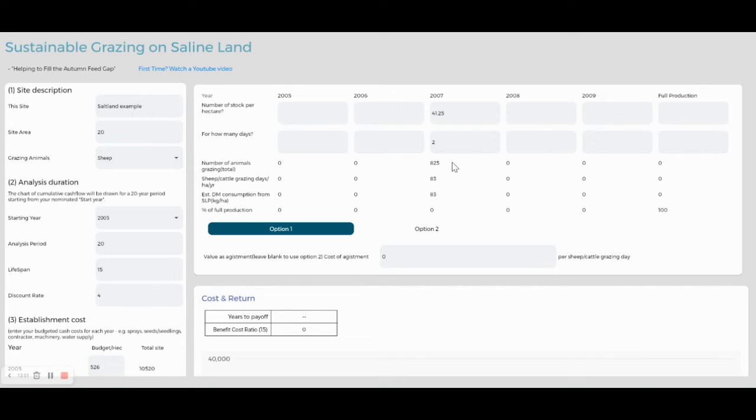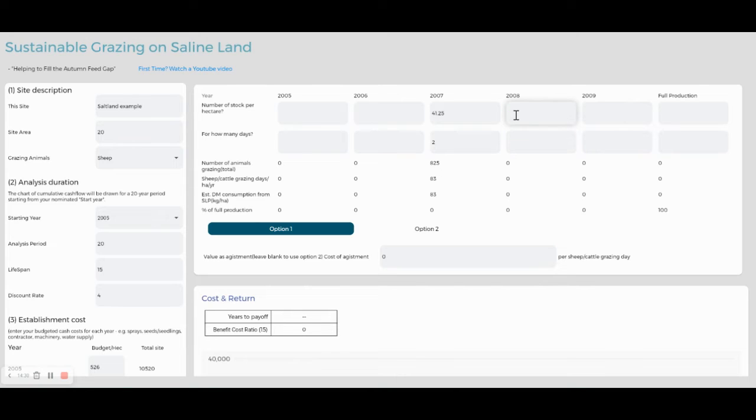So the calculations are done in this part of the sheet, which are there so that you can check whether the numbers that you've typed in are correct. So this is saying that there was 825 sheep grazed the area, which is the number of sheep per hectare times by the area, and that's 83 grazing days per hectare were achieved in that first year of grazing, 2 years after the plants were established. So fairly modest grazing at that point.